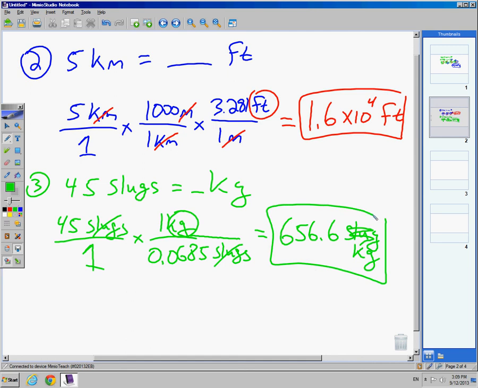One thing: you do not have to memorize any of these conversions. They'll provide them for you. You should know how many seconds are in a minute, how many seconds in an hour, how many seconds in a day, or at least be able to figure that out.